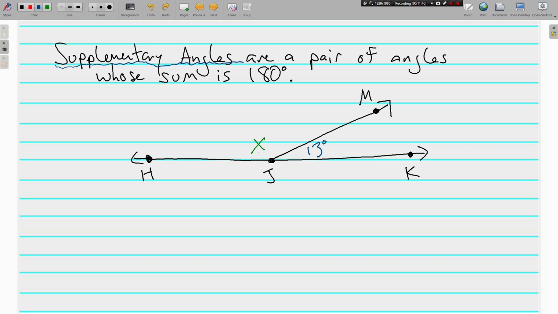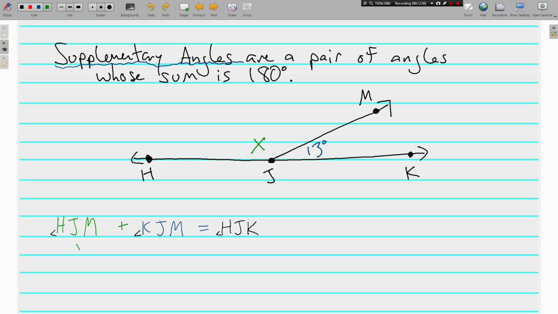Our angles here, we've got angle HJM plus angle KJM is equal to our straight angle HJK. Oh, and I forgot my angle symbols. Angle, angle, angle. The green angle with the X in it plus the blue angle with 13 degrees equals the straight angle HJK.